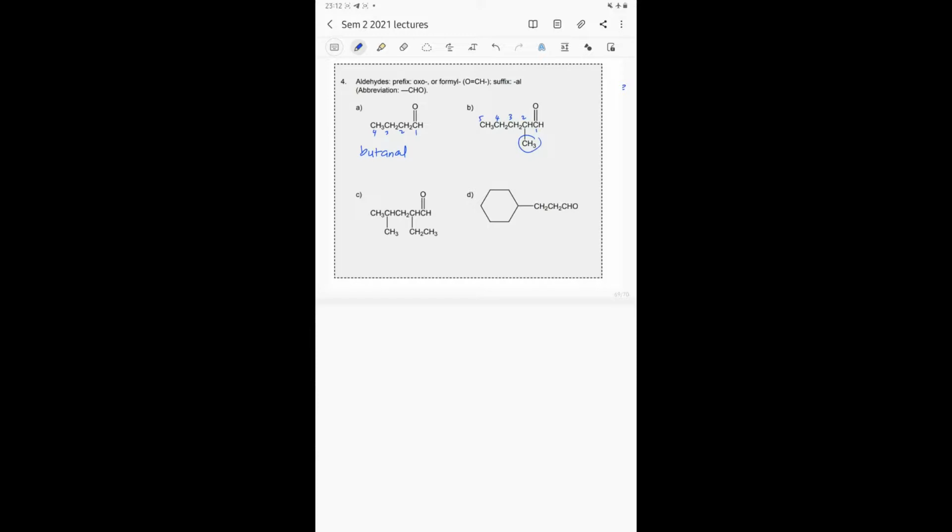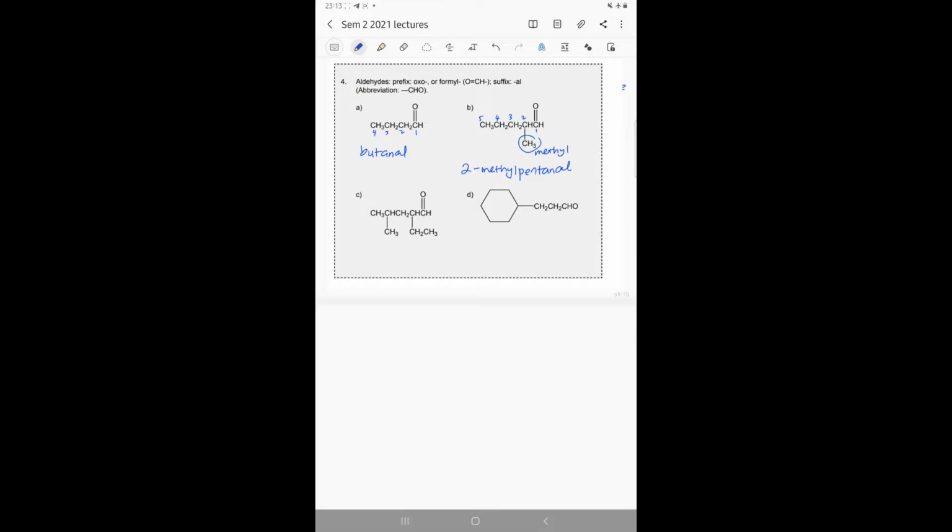Okay, next. 1, 2, 3, 4, 5. 5 carbons in the longest carbon chain. And the substituent is methyl. So what is the name? We have 2-methylpentanal. Pen is 5 carbons. No need to state the position of the C double bond O, because it will always become carbon number 1, if it has the highest priority.